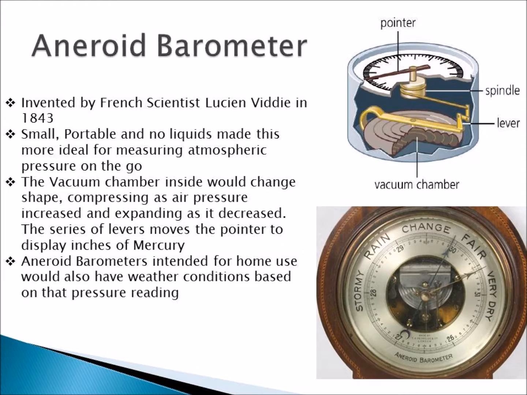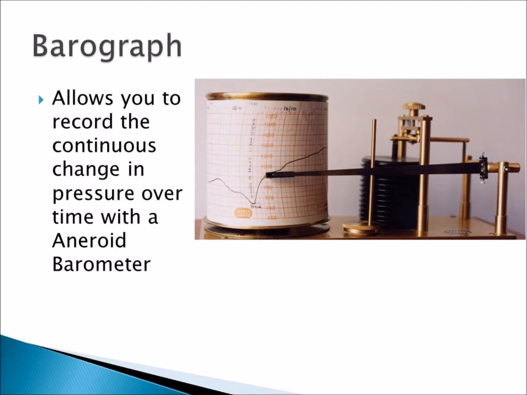Now, on a standard at-home aneroid barometer, you can see stormy, rain, change, fair, or very dry, trying to represent what weather would be at these levels of atmospheric pressure. Although atmospheric pressure doesn't directly correlate with weather, at most times it can represent what weather could be if you record it properly. The barograph was created to allow us to record continuous changes in pressure over time with an aneroid barometer. You would set them up and meteorologists would be able to record changes in atmospheric pressure for a certain location, either on a daily level or on a weekly level.